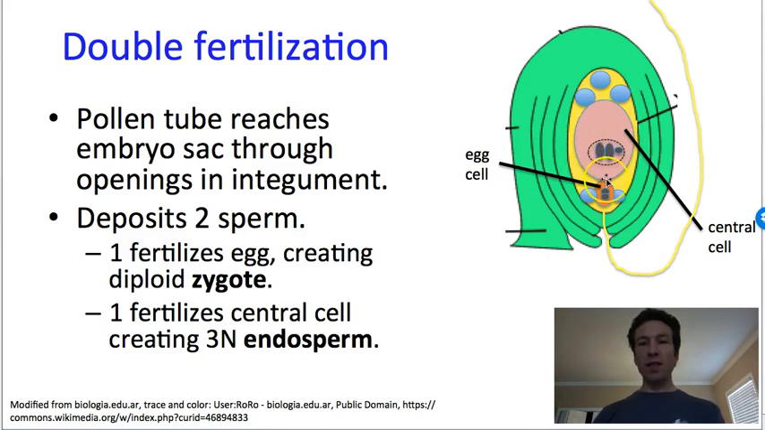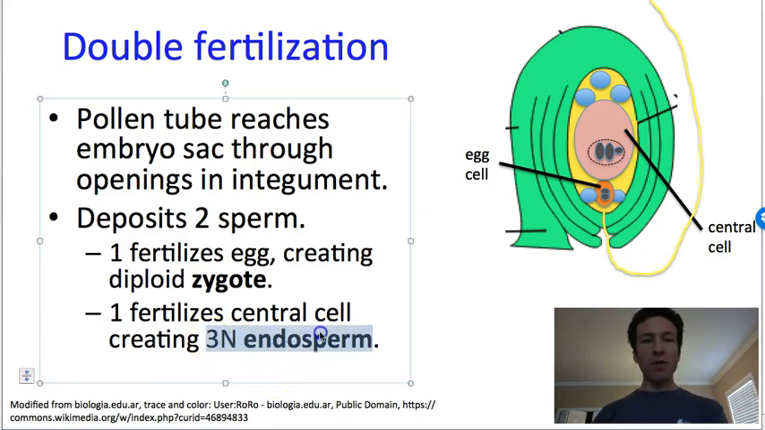The result is that this cell is going to have a very unusual arrangement of DNA. It is going to be 3N. It's going to have 3 copies of every chromosome rather than 1 or 2. And when this cell divides, it's going to create a special kind of tissue that we have not seen before called endosperm. And endosperm is going to be nutritional tissue that the zygote and then the developing embryo is going to use as its source of nutrition as it starts to divide.